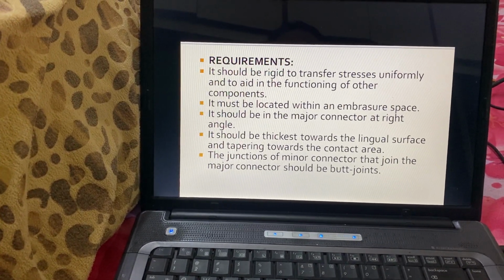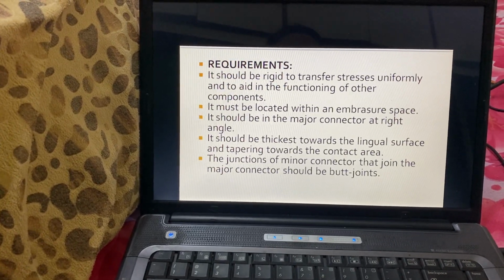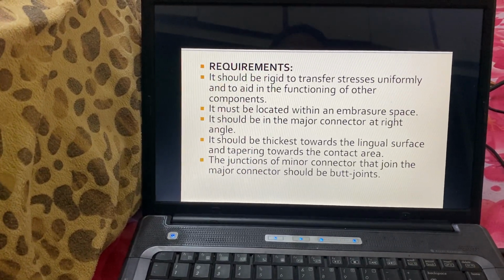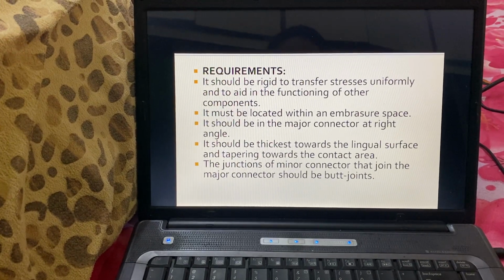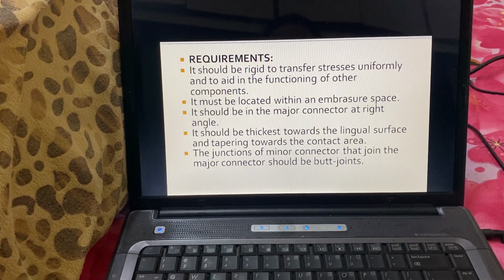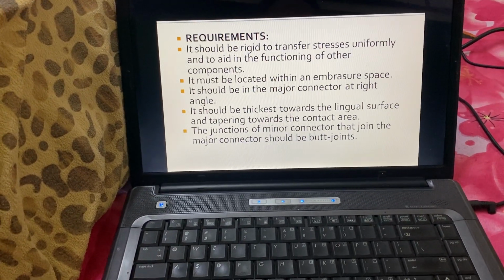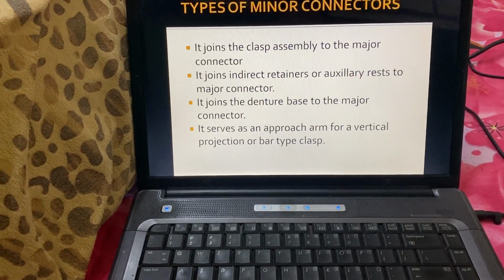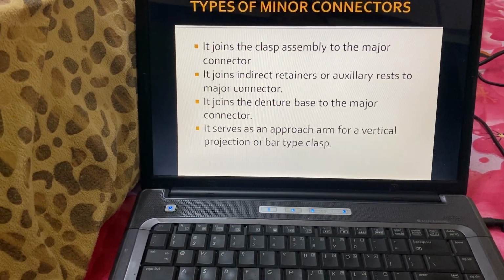It should join the major connector at right angles. It should be thickest towards the lingual surface and tapering towards the contact area. The junctions of minor connector that join the major connector should be butt joints. Types of minor connectors. There are 4 types.